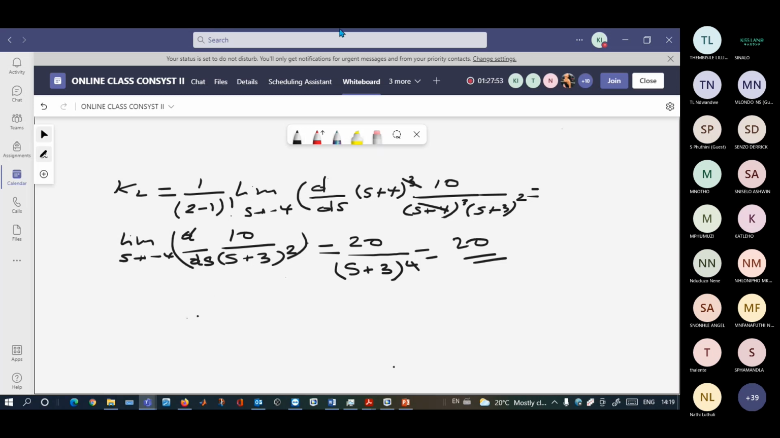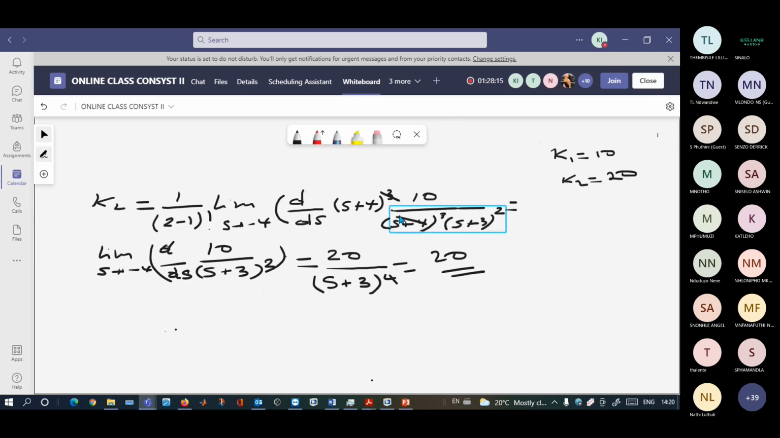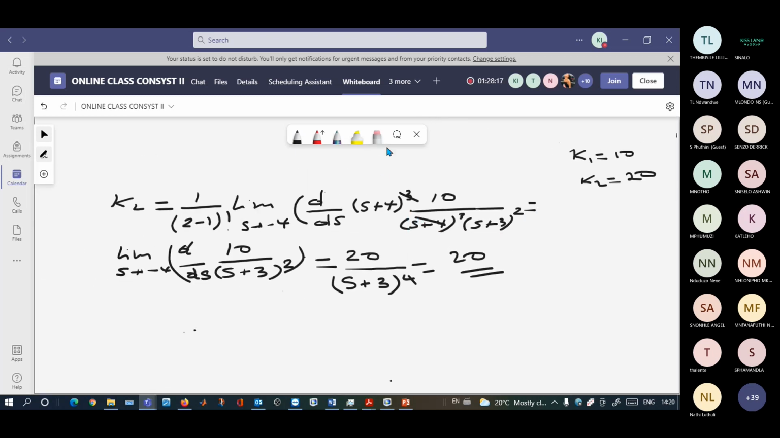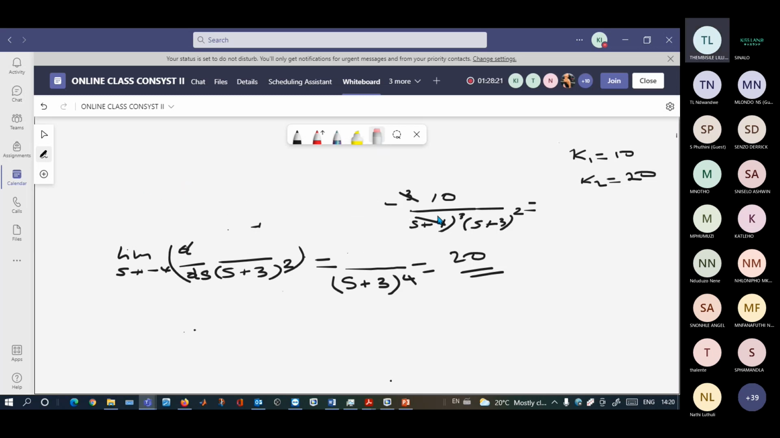Okay. So we have K1, which is equal to 10. K2 is equal to 20, right? So I can wipe this one. Let's now solve for K3.